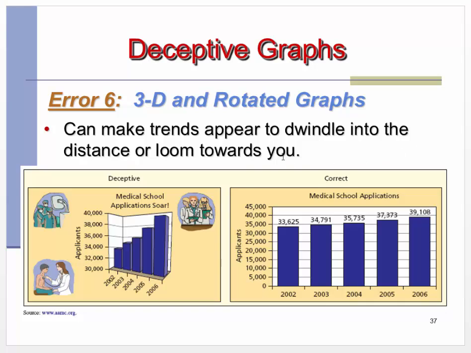If you have a 3D chart like this one, it could be deceptive because it makes the trend appear to dwindle into the distance or loom larger towards you here. Right? The correct chart is like this. You see, the changes are not that dramatic.